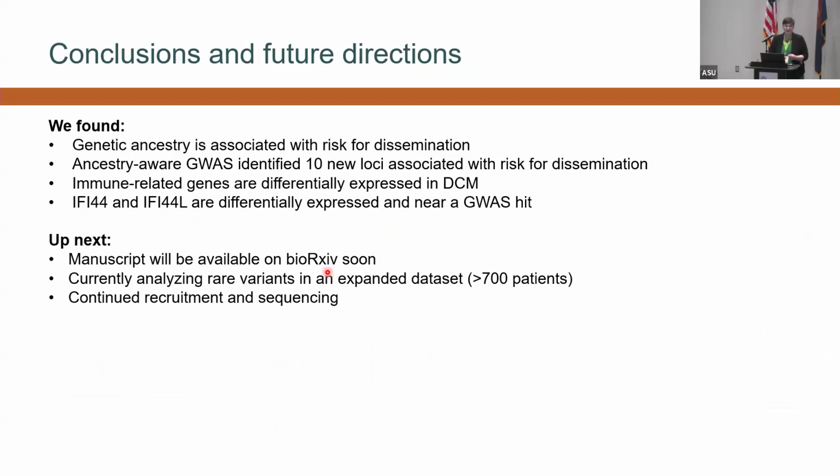So in conclusion, we found that genetic ancestry is associated with risk for dissemination. We found that using ancestry-aware methods, we were able to identify 10 new loci associated with risk for dissemination. And we found that there are immune-related differentially expressed genes in our patients in DCM, including that interferon-inducible 44 and 44L. So I hope that once the manuscript is available, you'll all read it and tell me what's wrong and what's good. And I hope that as we continue doing this analysis, including rare variants analysis, we'll be able to help many more patients.